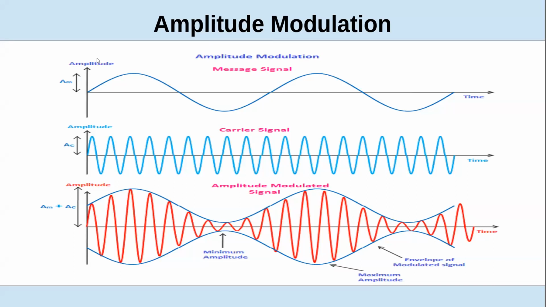This is what a typical amplitude modulation looks like, where we have the message or incoming signal, which is, in this case, a sine wave, and a carrier signal, and when the two are mixed together with a modulator, then we see the carrier signal increasing in amplitude and decreasing in amplitude proportional to the input signal.